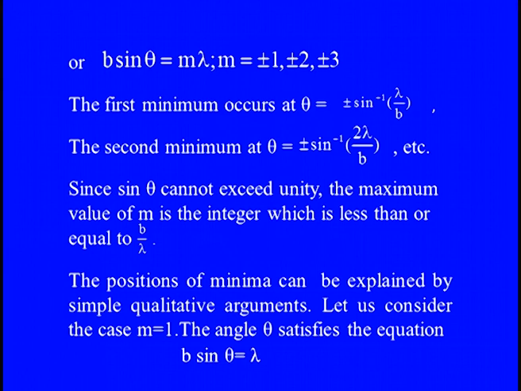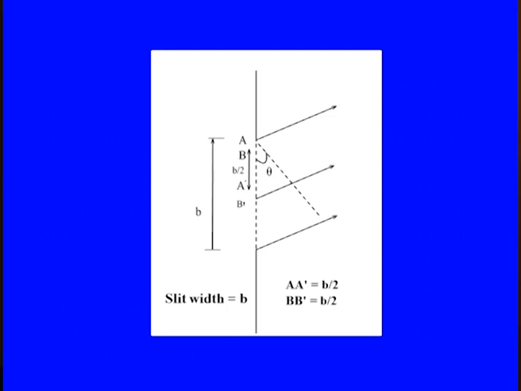Let us consider the case m is equal to 1. The angle theta satisfies the equation b sin theta is equal to lambda. Now we divide the slit into two halves as shown in this figure. Consider 2 points A and A prime separated by a distance b by 2. Clearly, the path difference between the disturbance emanating from A and A prime is b by 2 sin theta, which in this case is lambda by 2. The corresponding phase difference will be pi and the resultant disturbance will be 0.